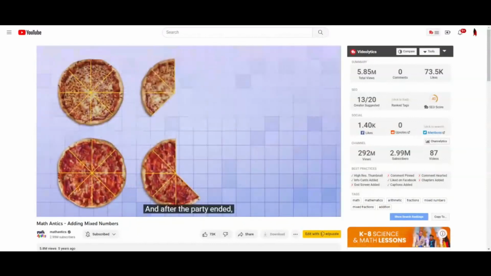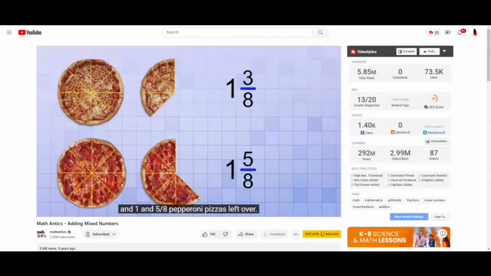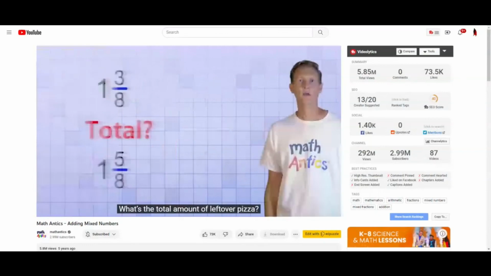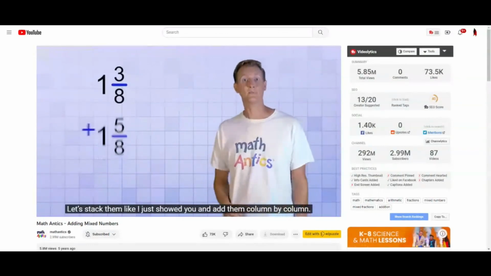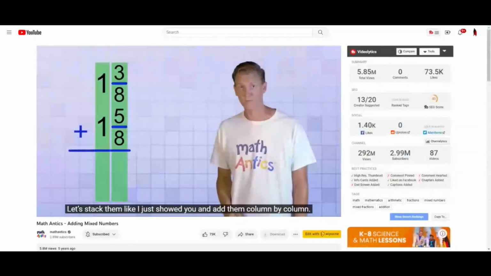And after the party ended, you had 1 3/8 cheese pizzas left over and 1 5/8 pepperoni pizzas left over. What's the total amount of leftover pizza? Well, we just need to add those two mixed numbers together. Stack them like I just showed you and add them column by column.